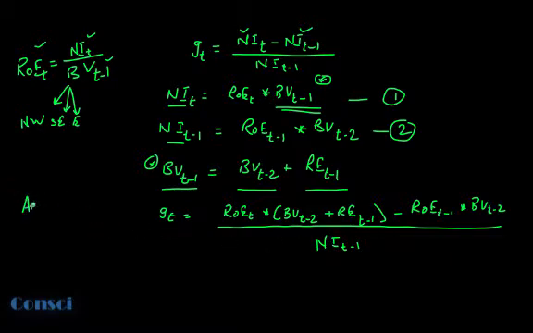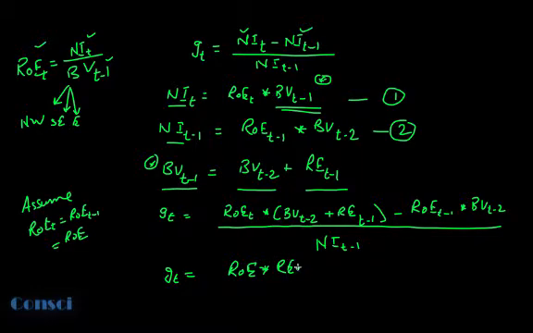So if we assume that ROE T is equal to ROE T minus 1 is equal to ROE, then this entire equation reduces to GT is equal to ROE into retained earnings T minus 1 divided by net income T minus 1. In short, we can represent this equation as ROE into RR.